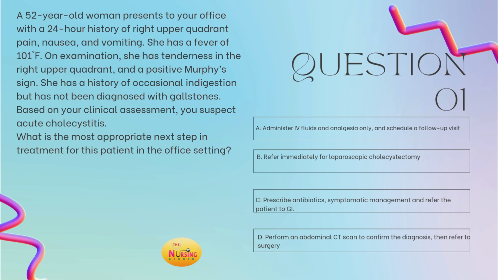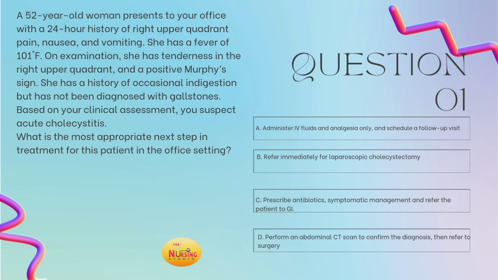Is it A, administer IV fluids and analgesia only and schedule a follow-up appointment? B, refer immediately for lap chole? C, prescribe antibiotics, symptomatic management, and refer the patient to GI? Or D, perform an abdominal CT scan to confirm the diagnosis and then refer to surgery? Take a moment and tell me what you got, y'all.